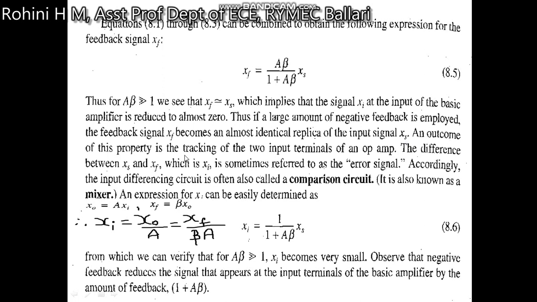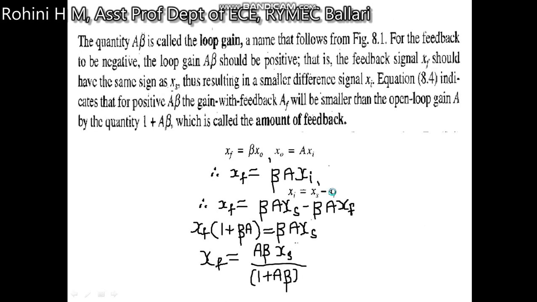An outcome of this property is tracking of the two input terminals of the op-amp. Xi is the difference between XS and XF, and it is referred to as the error signal, as it is the difference between the feedback signal and the source signal that we applied. Accordingly, the input differencing circuit is also called the comparison circuit. So here comes the circuit.